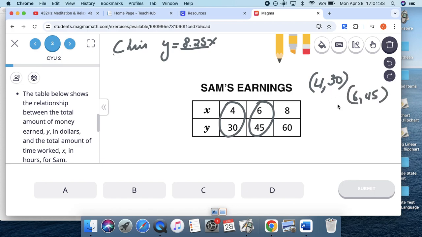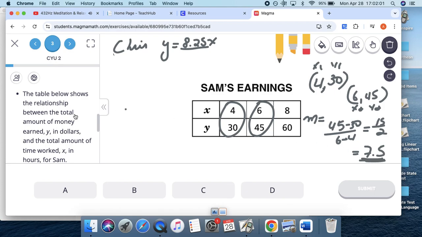So we can use this to find our slope, or his rate of change, and then we're going to do x1, y1, x2, y2. So we get 45 minus 30 over 6 minus 4, and we get 15 over 2. 6 minus 4 is 2, and 15 over 2 is 7.5. So his rate of change for Sam would be 7.5.